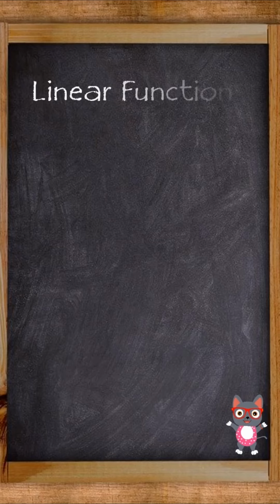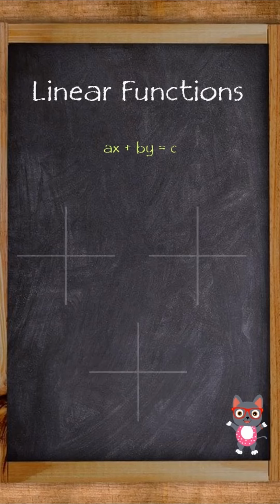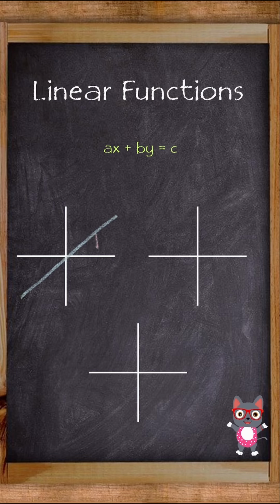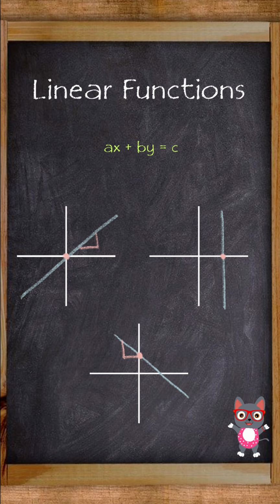Linear functions are of the form ax plus by equals c. This graph has the slope greater than 0 and c equals 0. This graph has b equals 0, and this graph has slope less than 0 and y-intercept greater than 0.